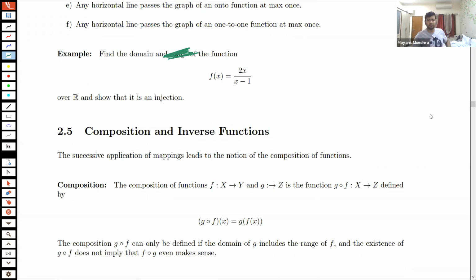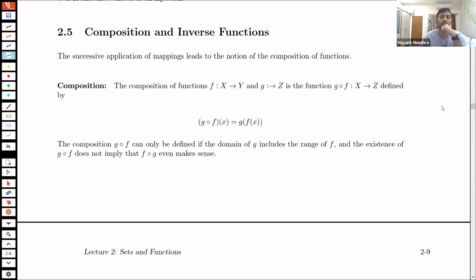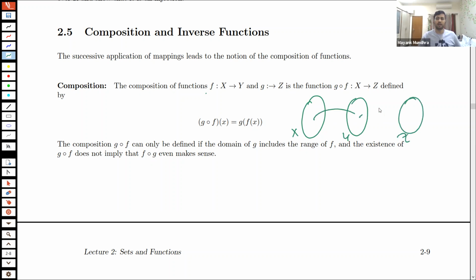One final topic for today quickly. It's going to be composition and inverse functions, because the problem set has some questions from this, so I want to take care of this. The composition of functions is very simple. What is composition? There's some function which takes values from set X into values from set Y, and there's another function which takes values from set Y into values from Z.